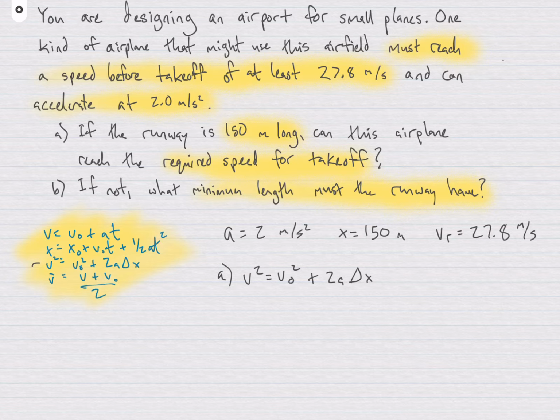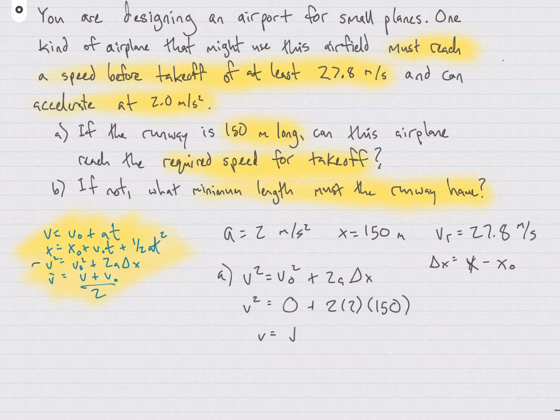We know what the initial velocity is, it's just 0. We know what the acceleration is, 2 meters per second squared, and we know what the change in x is, which is 150. So change in x, remember, is equal to x minus x0, but x0 in this instance will be 0. So it would just be x. So if we plug everything in, v squared is equal to v0 squared, so 0, plus 2 times 150.